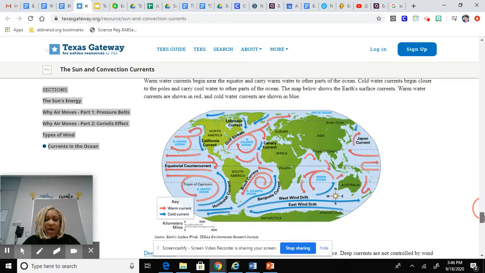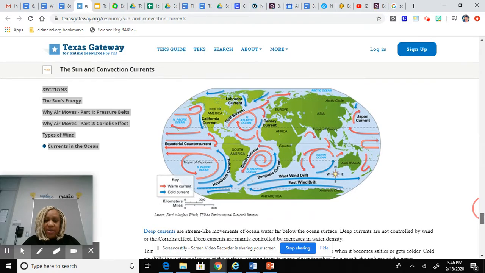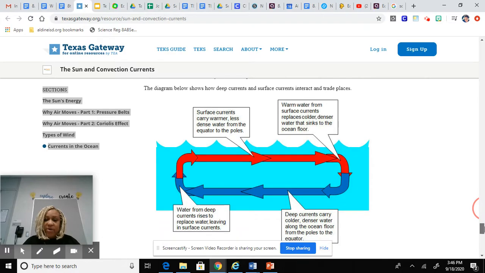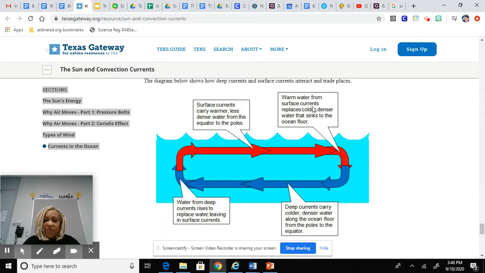Okay, these right here are going to talk about those different currents, deep currents and surface currents. Warm water from surface currents replaces colder, denser water that sinks to the ocean floor. Remember, I was telling you colder water is going to sink while warm water will rise. Same thing with air. Cooler air will sink, warm air will rise. Okay.